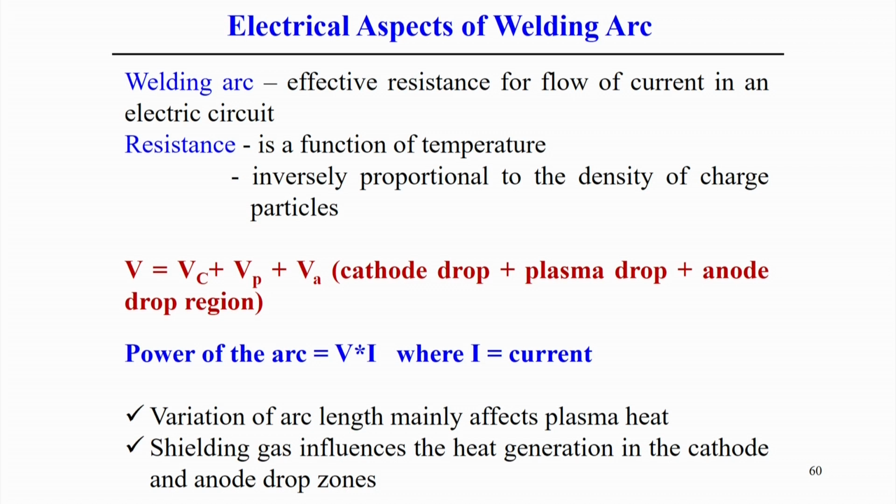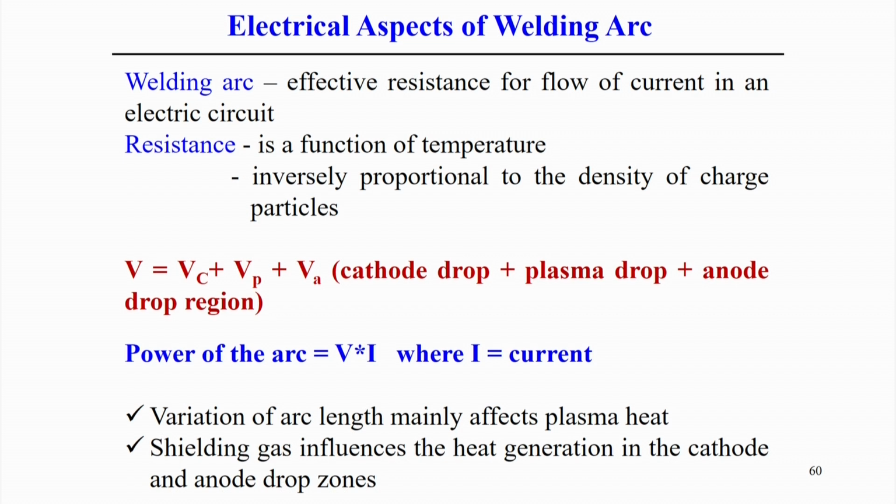So, here resistance is definitely a function of temperature, and it is inversely proportional to the density of the charged particles. Accordingly, the density of the current actually decides the amount of heat generated in the anode or cathode.